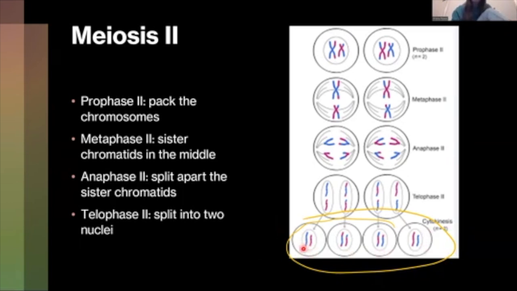So you notice this is like big blue stick, small pink stick. And then over here, big pink stick, small blue stick. And these are all mixed up. So they're genetically variable. There's 4, they're haploids, they're not identical to the parent. Mitosis, there's 2, they're diploids, they're identical to each other and the parent. All right, and that's all I have for you guys for meiosis.